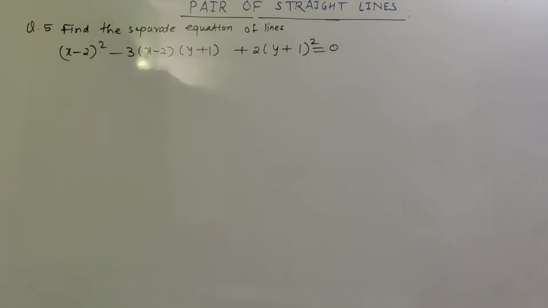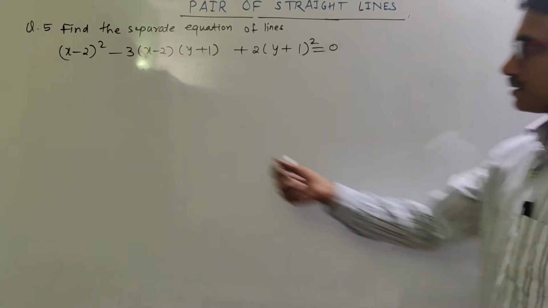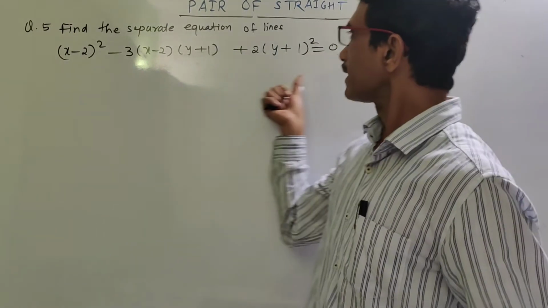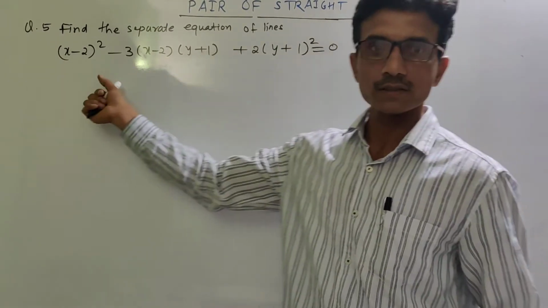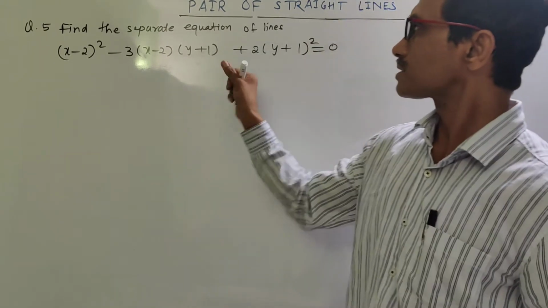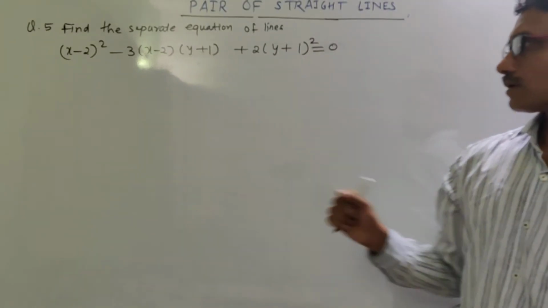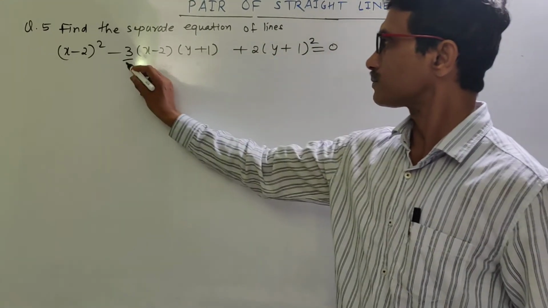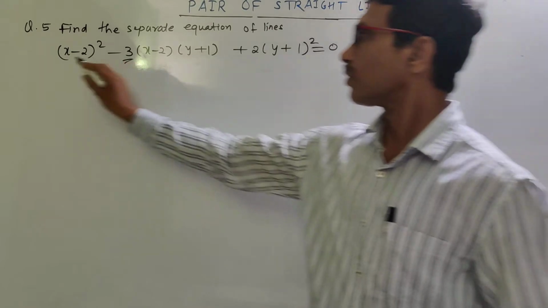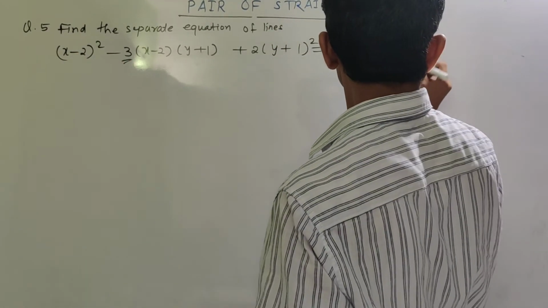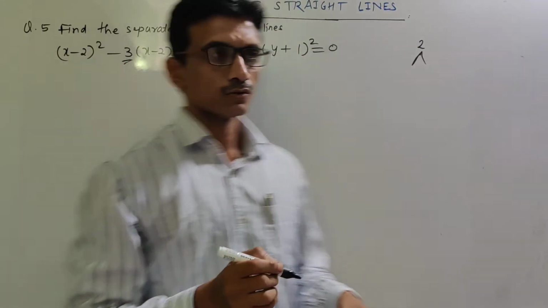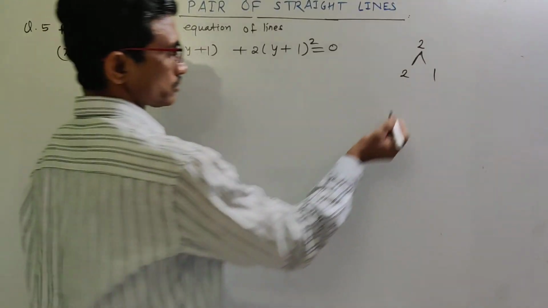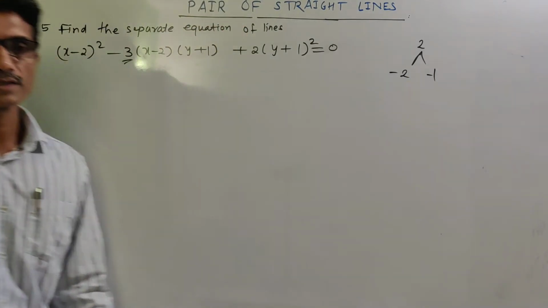Question number 5, find separate equation of lines. So we find separate equation of lines. So this is a general second degree equation. If we expand it, you will get the general second degree equation. अभी इसके separate equation of lines we find. See, we will split the middle term, as it is we keep, and we will split the middle term. यहाँ पे 2 और ये 1, multiplication is 2 and we factorize it. So it is 2 and 1. Minus 3 is there. So it is minus 1 minus 2.